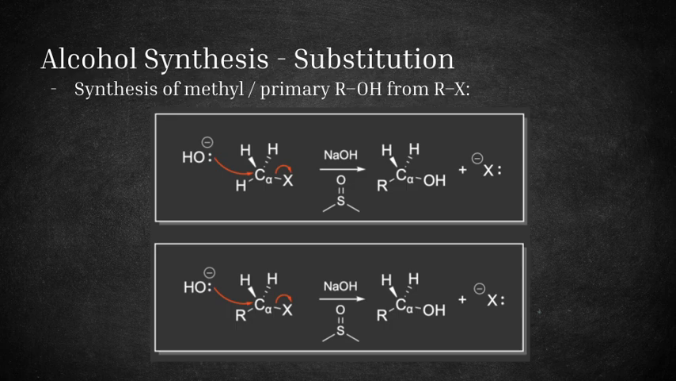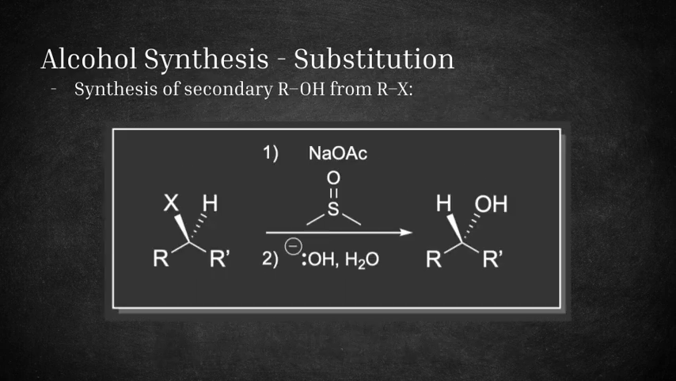For methyl and primary halides, reacting the halide with sodium hydroxide in a dipolar aprotic solvent such as dimethyl sulfoxide, DMSO, will result in an SN2 substitution. This process is most effective for methyl and primary halides. Secondary halides, when reacted with hydroxide, often yield a mixture of SN2 and E2 products, while tertiary halides primarily undergo elimination to form E2 products. Due to these limitations, forming secondary alcohols from secondary halides requires a different approach.